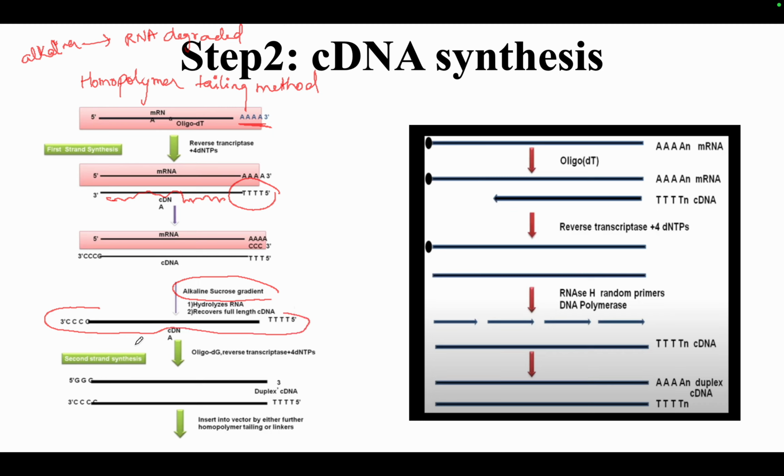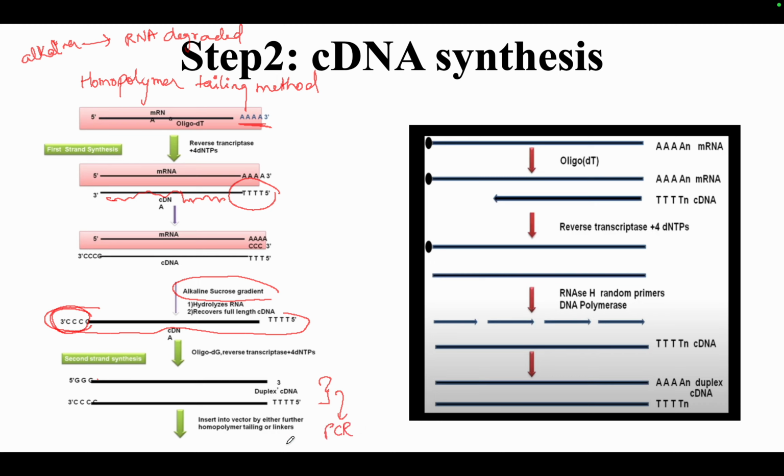Now after that, what we'll do, we'll add oligo G and reverse transcriptase. So we had a poly C here at the 3' end. We'll add oligo G primer, and then we'll carry out second strand DNA synthesis. So we'll have a duplex DNA. Now this duplex DNA, we can do a PCR to get multiple fragments.